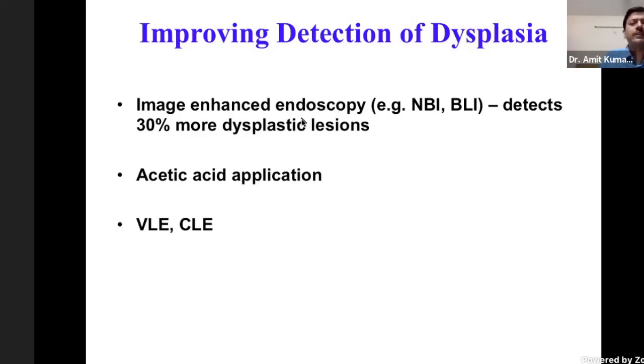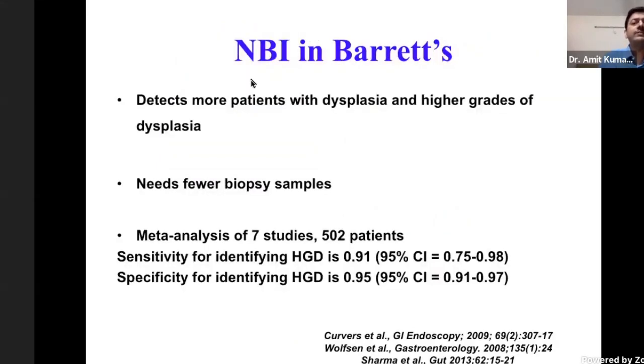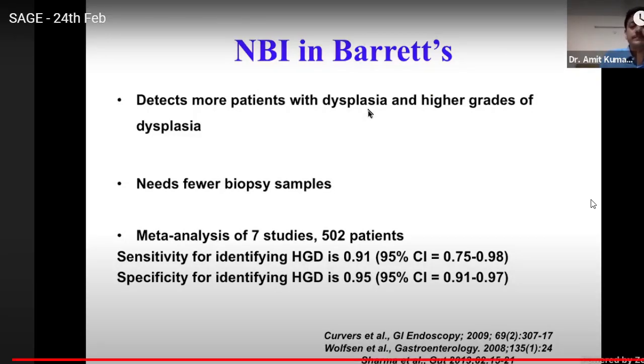So a few slides on NBI. When you do narrowband imaging, if you look at the pattern of Barrett's, the pattern can be ridge type, it can be villous, it can be any type. So by looking at the pattern alone, you cannot be sure if it is Barrett's. You need to take biopsy. The main benefit of NBI or image enhancement lies in the fact that it picks up more dysplastic lesions and it picks up higher grades of dysplasia.